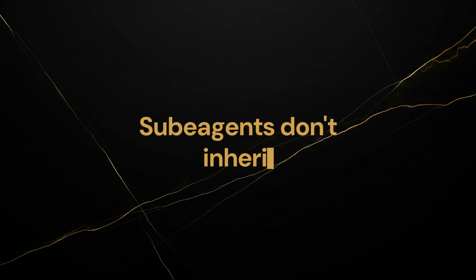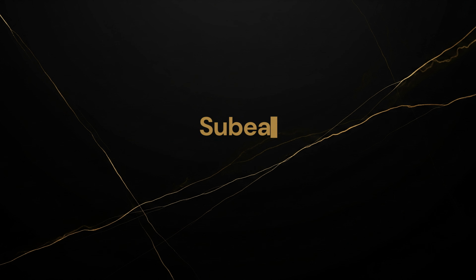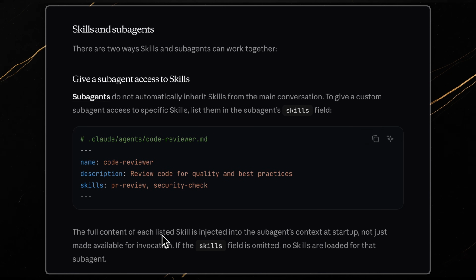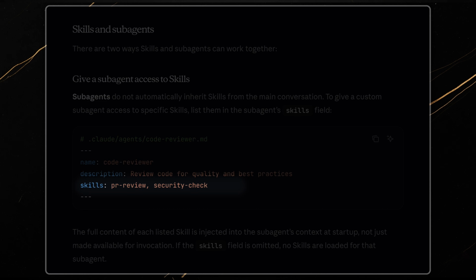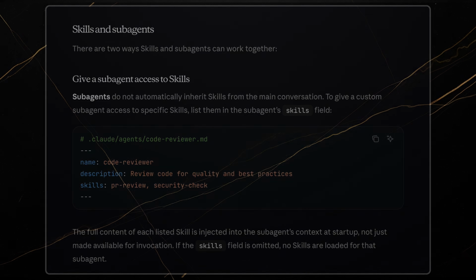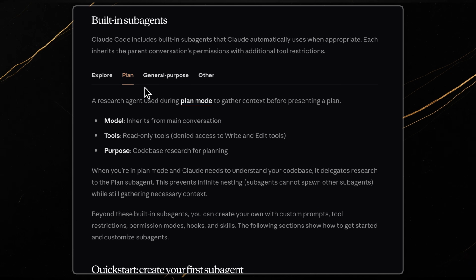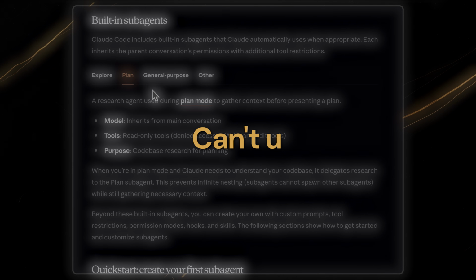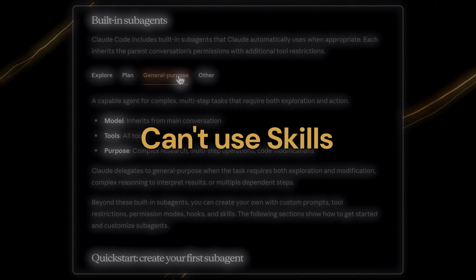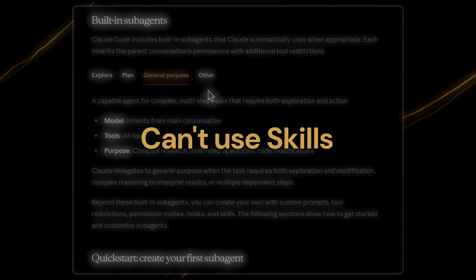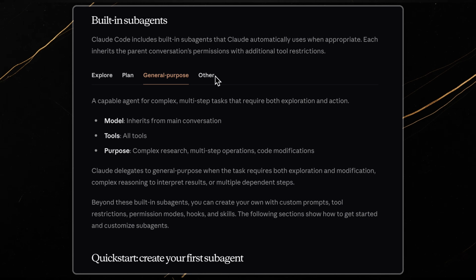One critical thing to understand: subagents do not automatically inherit skills. While your main conversation loads skills based on task matching, subagents require explicit skill assignment. You have to list the skills in the front matter. If you don't, no skills load. Built-in subagents like Explore and Plan don't have access to skills at all. This is by design. They run focused, isolated tasks that don't need specialized knowledge.